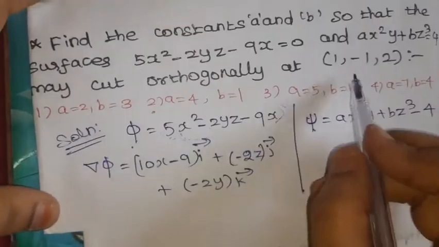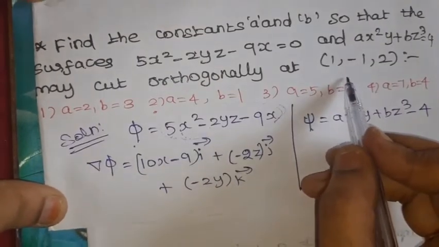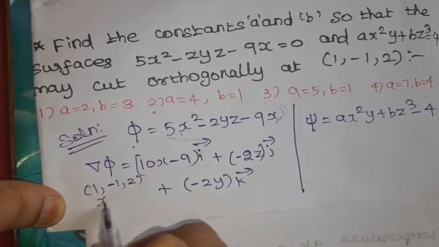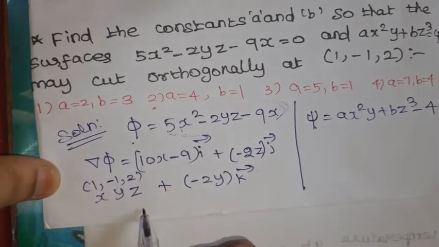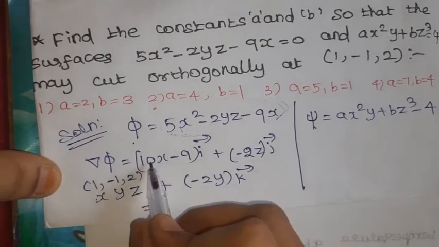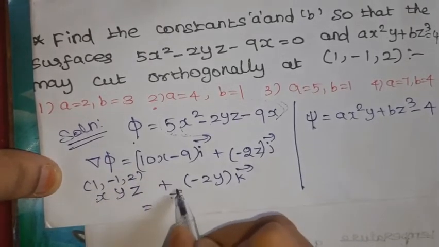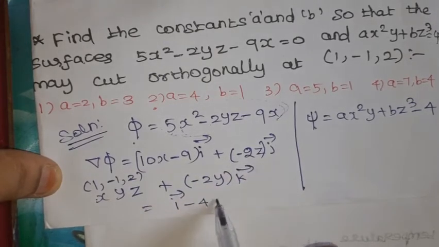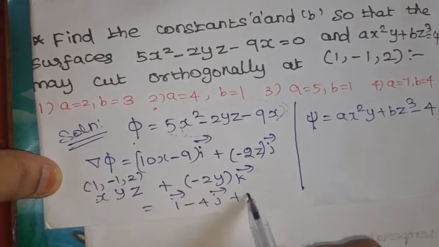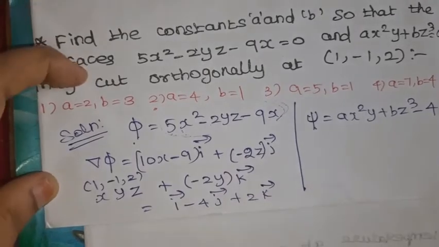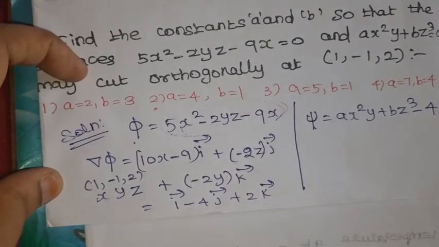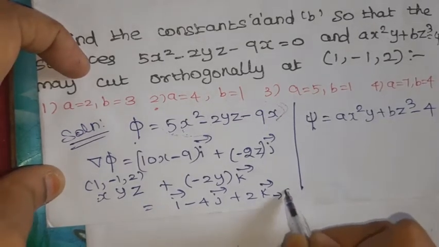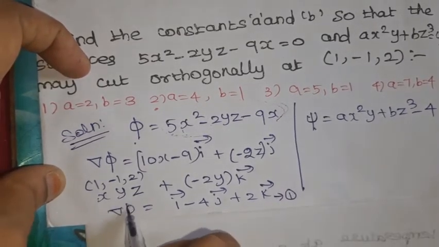Now substitute the point 1 comma minus 1 comma 2 for x, y, z. So 10 into 1 is 10, 10 minus 1 is 1, so simply i. Then the z value is 2, so minus 4j, and y value minus 1 gives plus 2. So del phi at this point is nothing but i minus 4j plus 2k. Take this as equation 1. This is the del phi value.